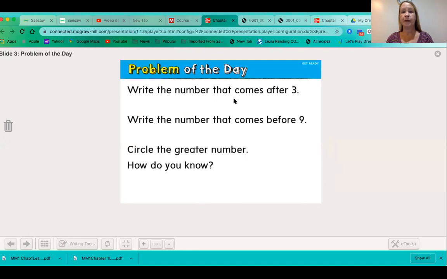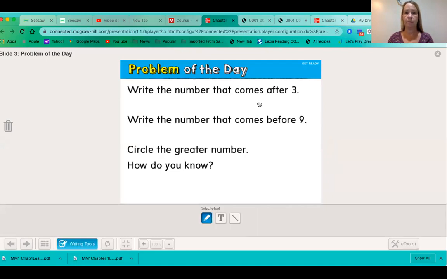Write the number that comes after 3. Write the number that comes before 9. Ooh, look at that, comes before 9. So if you are thinking 10, be careful. What number comes before 9?